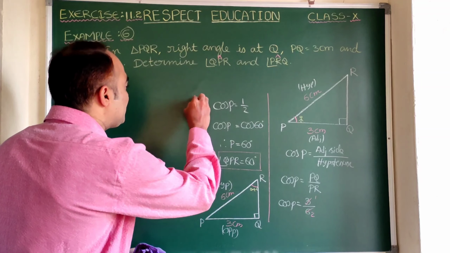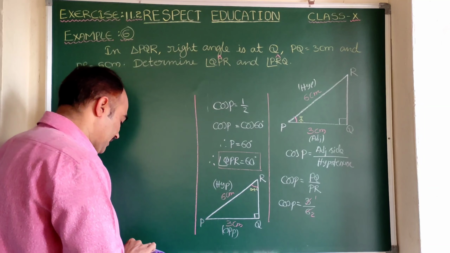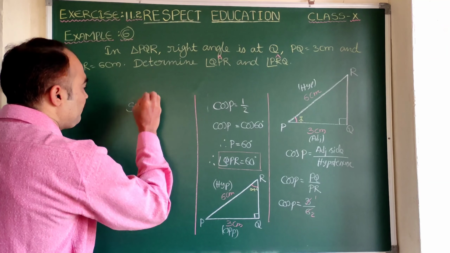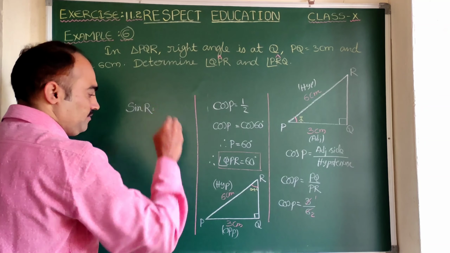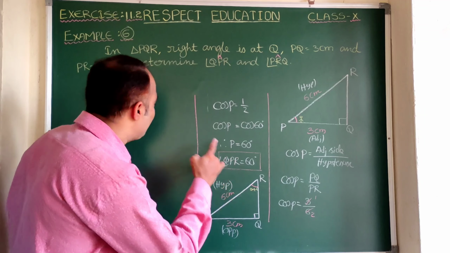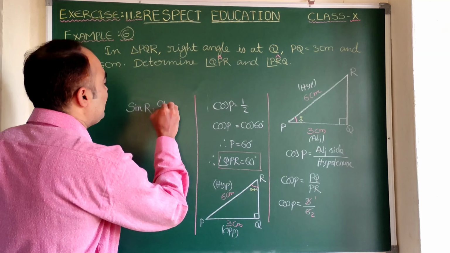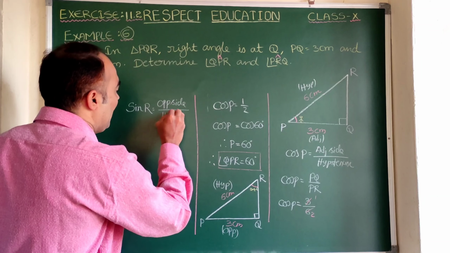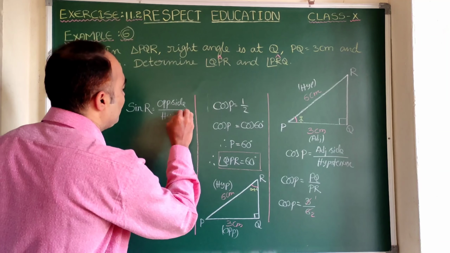Now which trigonometric ratio is applicable? Sin theta is applicable. What is the formula of sin theta here? Opposite side to theta by hypotenuse. As we are at R, I am writing sin R. Sin R is equal to opposite side to theta by hypotenuse.